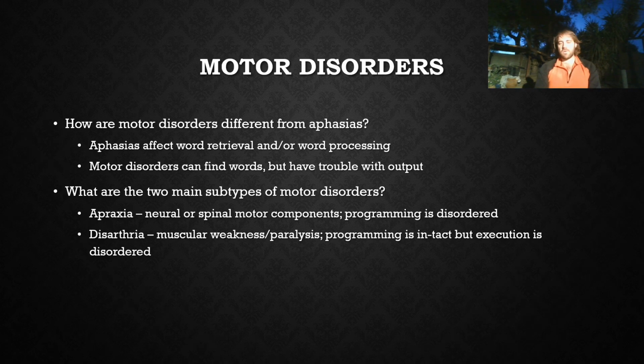So you've got neural or spinal components. The programming is disordered. Now with dysarthria, it's actually muscular weakness. It's the machinery that's damaged. The word can be accessed fine, so there's no aphasia. The word can be sent to the motor system just fine, so there's no apraxia. But with dysarthria, there's a problem with muscular weakness or paralysis. The programming's intact, but the execution is disordered. And that's all that we have on our exam.